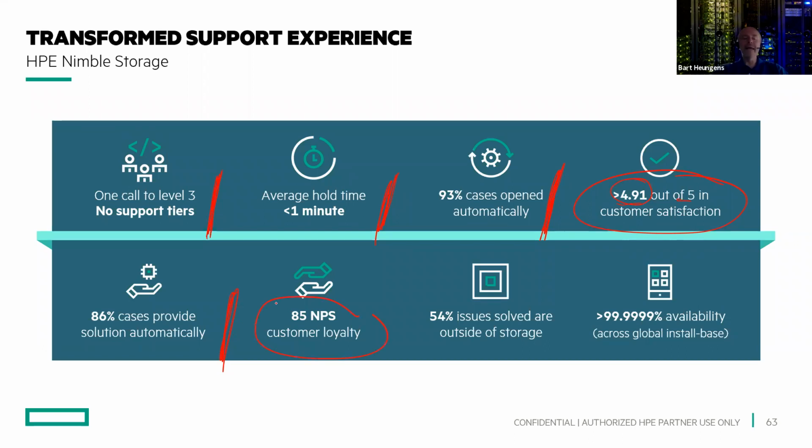There you go. 85 NPS customer loyalty. Most of the Nimble customers, when they buy a Nimble, will buy a Nimble again because they're really loyal. So keep on selling Nimble, of course. You want to know more about Nimble? Well, come back to my storage update session that I will organize soon. Okay. And an important one, 6 nines availability. To give you an idea, 6 nines availability, that is 31 seconds per year.